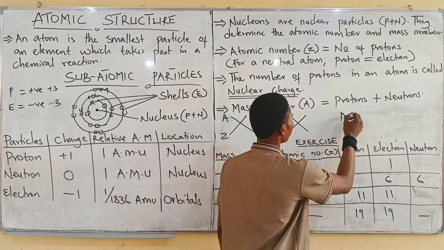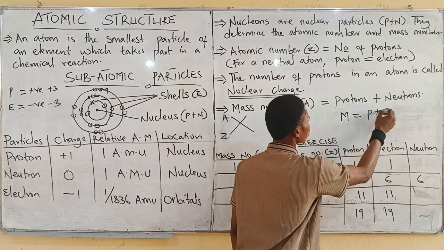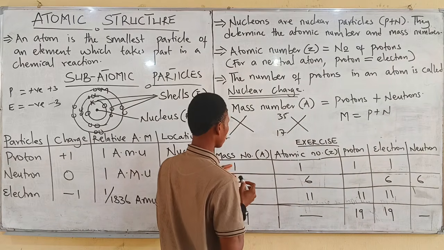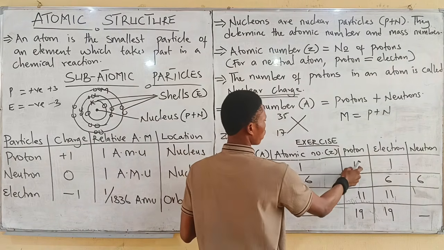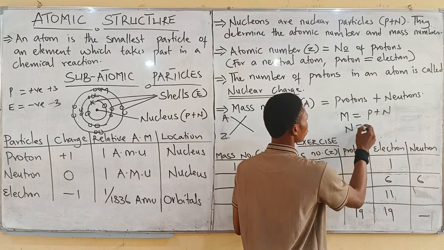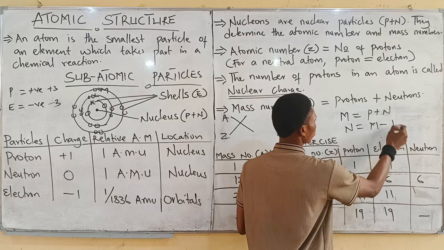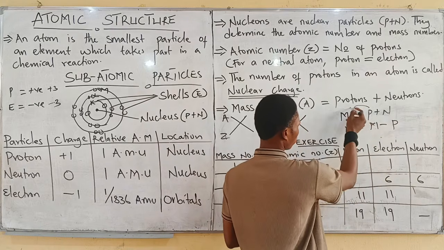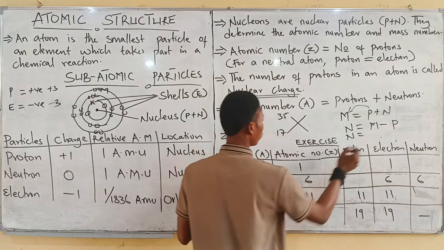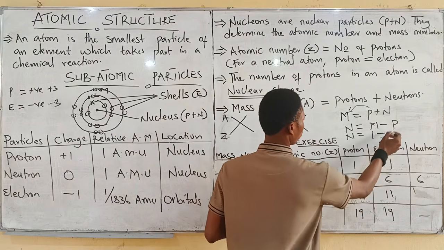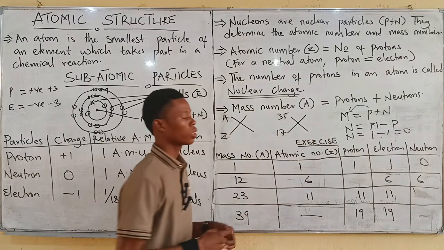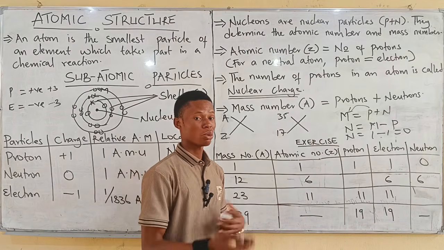Now, remember that mass number is equal to proton plus neutron. In this case, we're giving mass number as 1. We're giving proton as 1. How do we get neutron? Let's make neutron the subject of the formula. Neutron will be equal to mass number minus proton. So the neutron will be equal to, what's the mass number here? 1. Minus, what's the proton? 1. So 1 minus 1 is 0. So the number of neutrons is 0. Is it not simple? It's as simple as that.